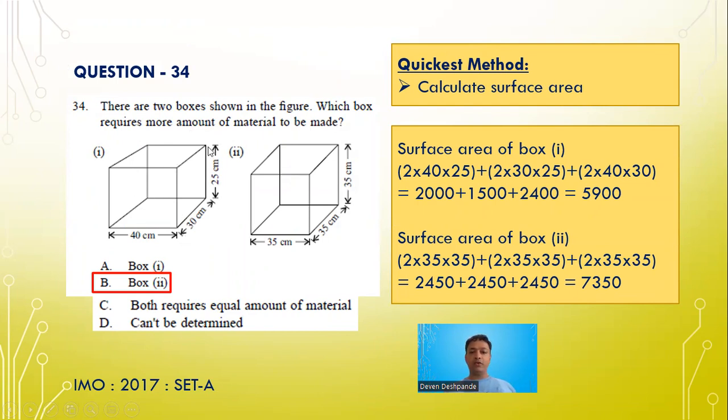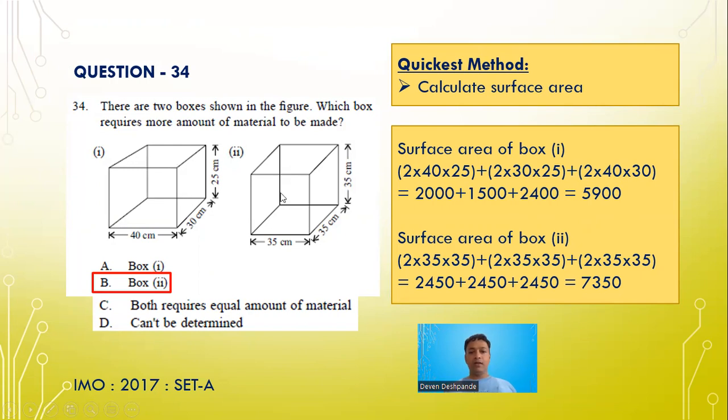2 into 30 into 25. And again top and bottom, 2 into top and bottom. So 2 into 40 into 30. So 2 into 40 into 25 is 2000, plus 2 into 30 into 25 is 1500, plus 2 into 40 into 30 is 2400. So this thing will be 5900.